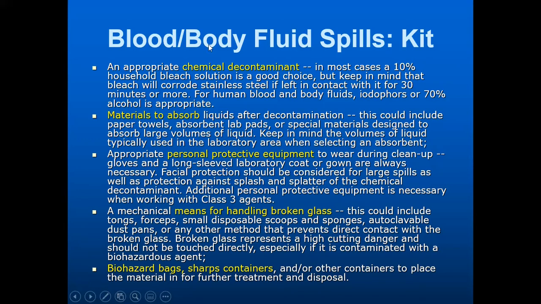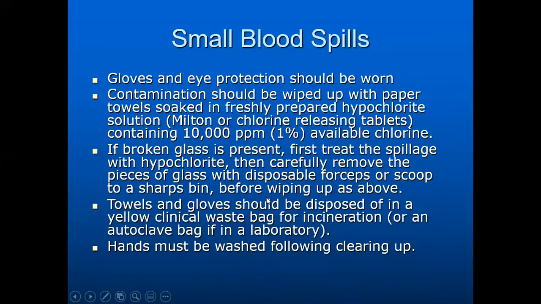So, in the blood and body fluid spill kit, we need a chemical decontaminant, a substance with available chlorine, or we can also use iodophores or 70% alcohol, material to absorb liquid after decontamination, personal protective equipment as discussed, and means for handling broken glass, which include forceps, disposable scoops and sponges, and biohazard bags and sharp container to dispose the material after decontamination.